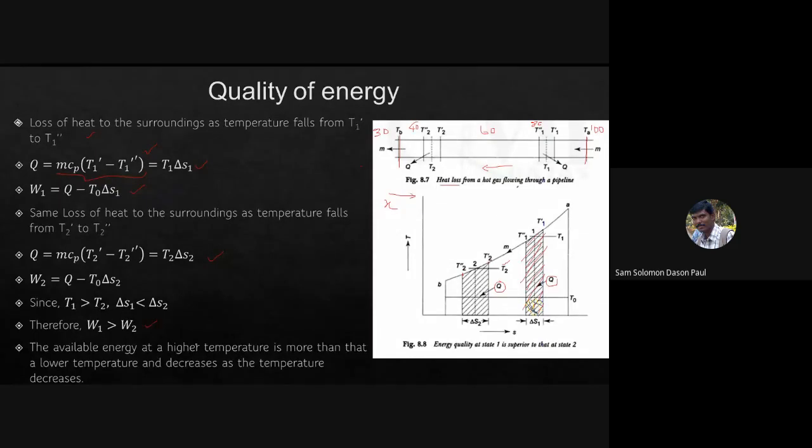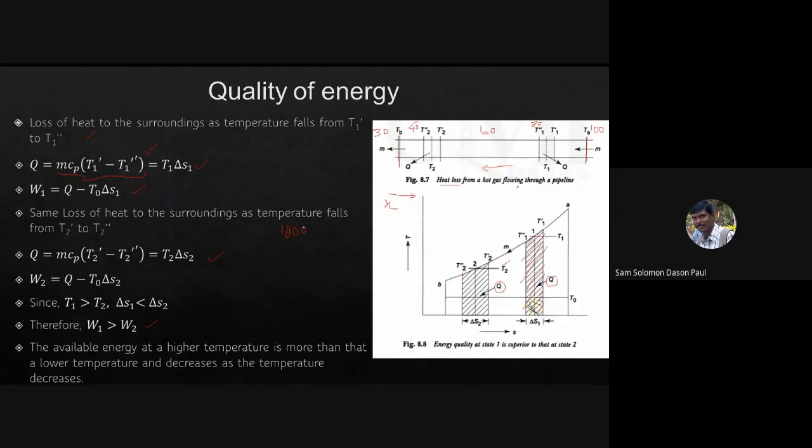So the available energy at higher temperature is more than at a lower temperature, and the available energy decreases as temperature decreases. That is what we saw in the previous slide also. So it is always advantageous to run an engine at a higher temperature. For example, say you have a temperature source of 1000 Kelvin.